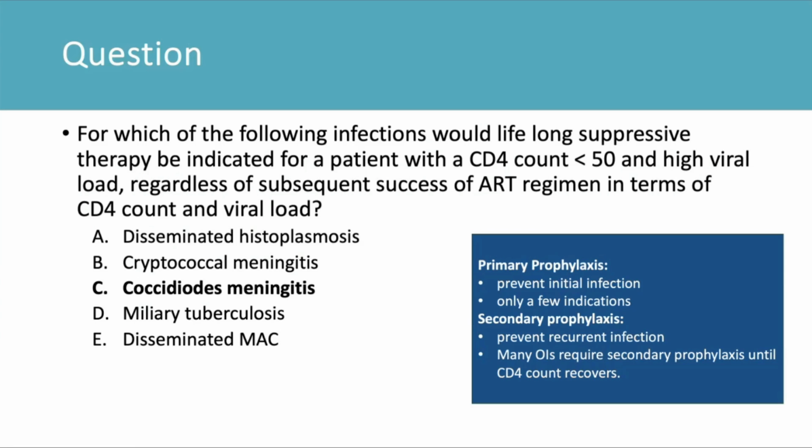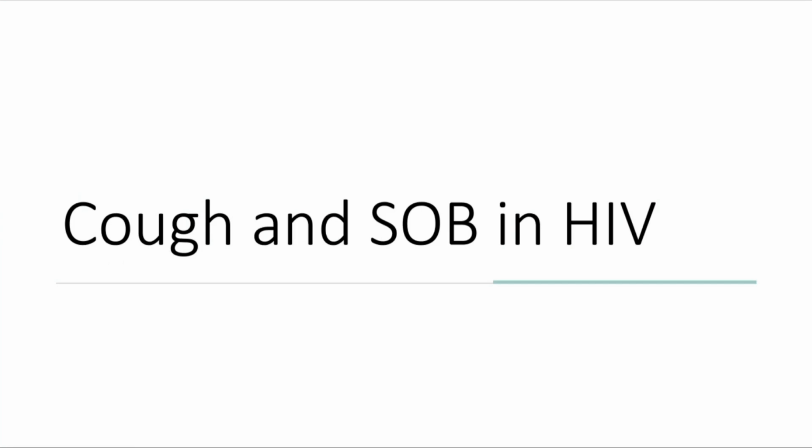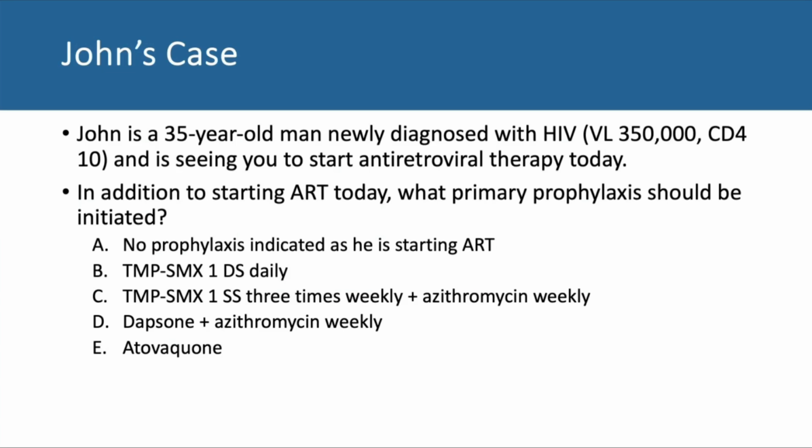And then secondary prophylaxis can prevent recurrent infections. And many opportunistic infections require secondary prophylaxis, usually until your CD4 count recovers. In some cases, it's even longer. So we're going to start with someone who comes in with cough and shortness of breath. Would one of you be able to read this case?